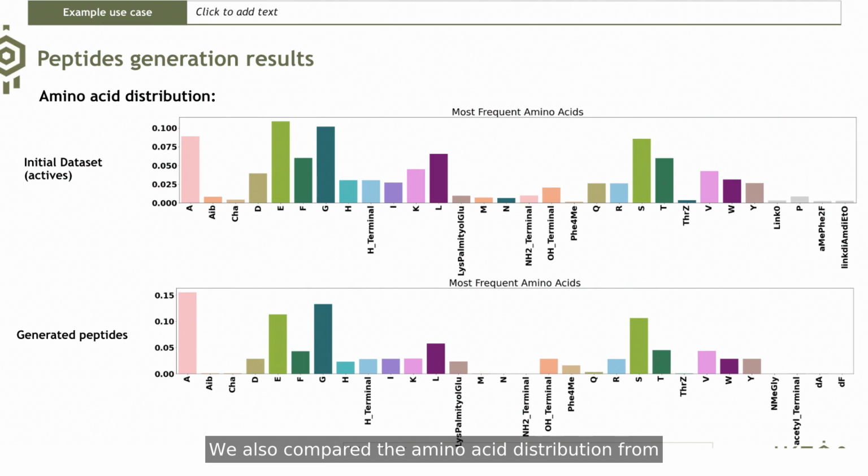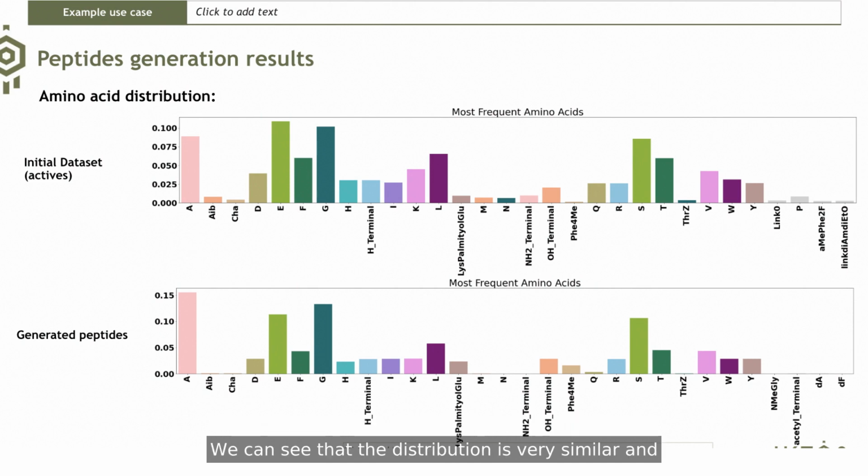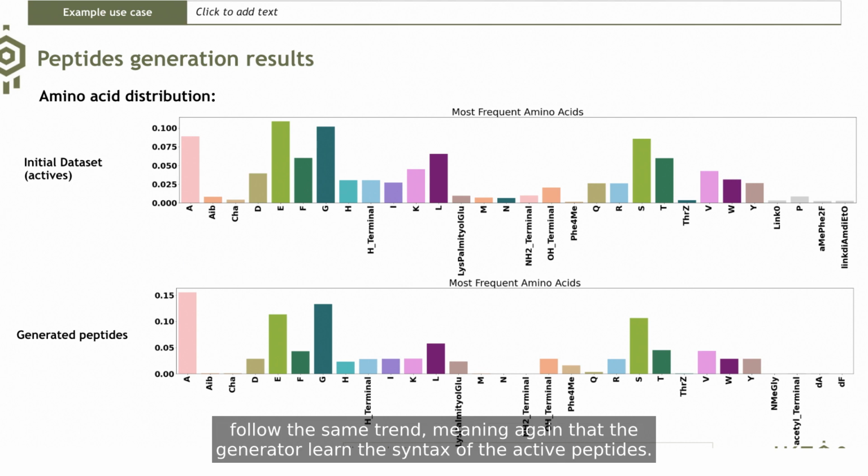We also compared the amino acid distribution from the initial dataset of active peptides and the final dataset of generated peptides. We can see that the distribution is very similar and follows the same trend, meaning again that the generator learned the syntax of the active peptides.